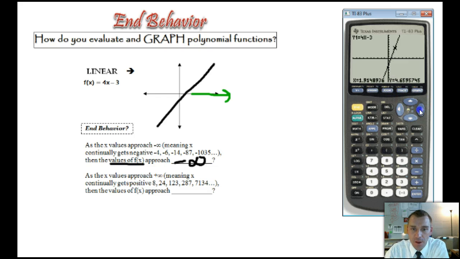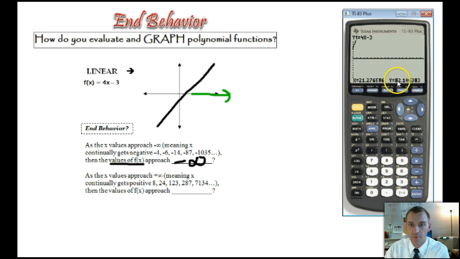I'm going to hit the right button. Now check this out. Look at the x values as I'm going higher and higher. So I'm walking more on the x-axis to the right. Now I'm over here at 10. Now I'm over here at 11. Now I'm at 12, 13, 14, 15. So my x values are getting bigger and bigger and bigger.